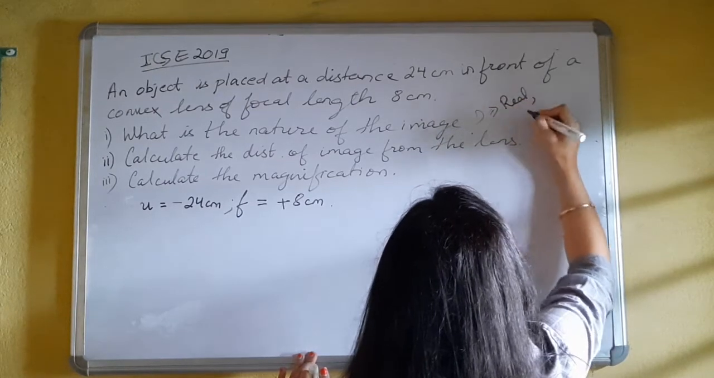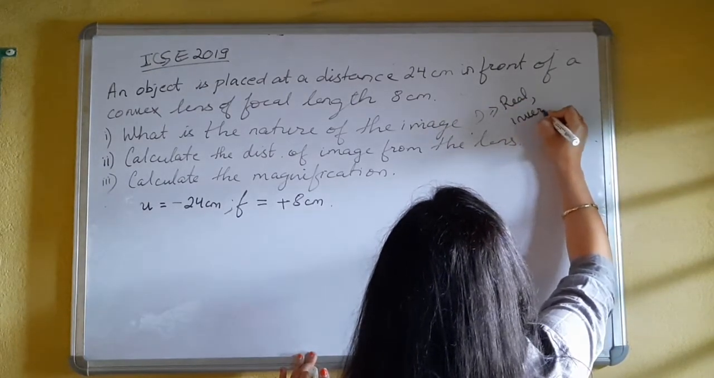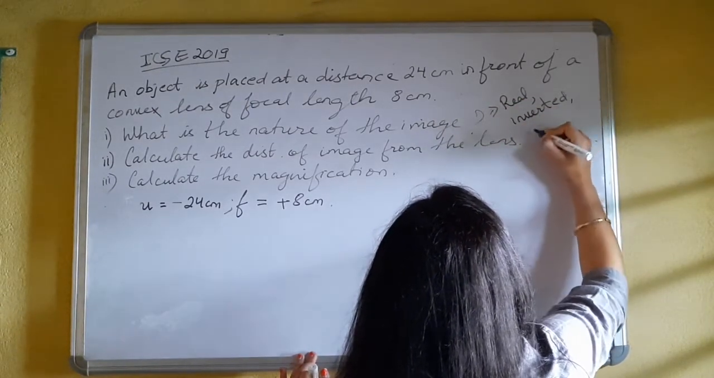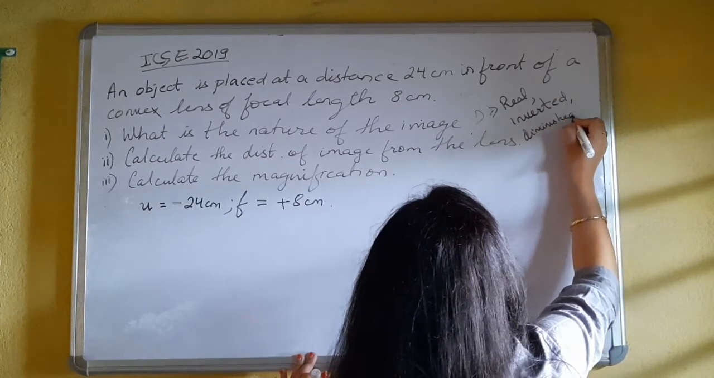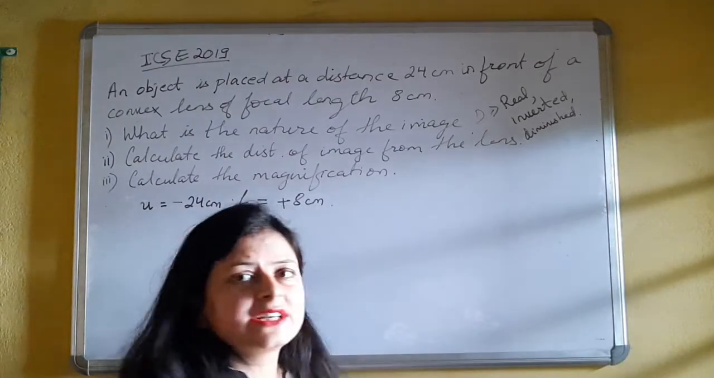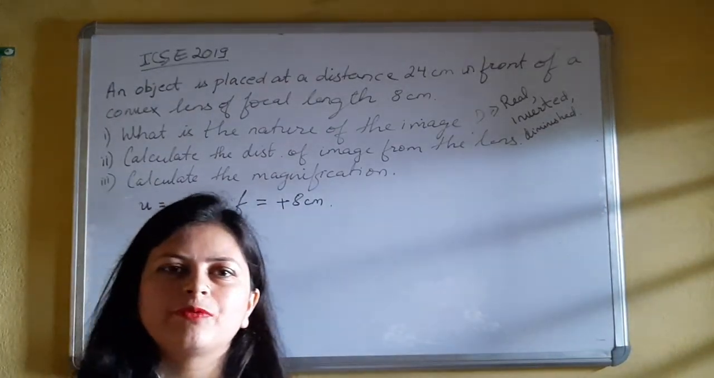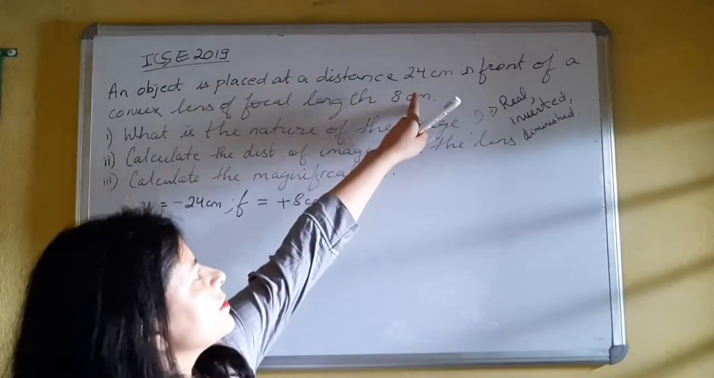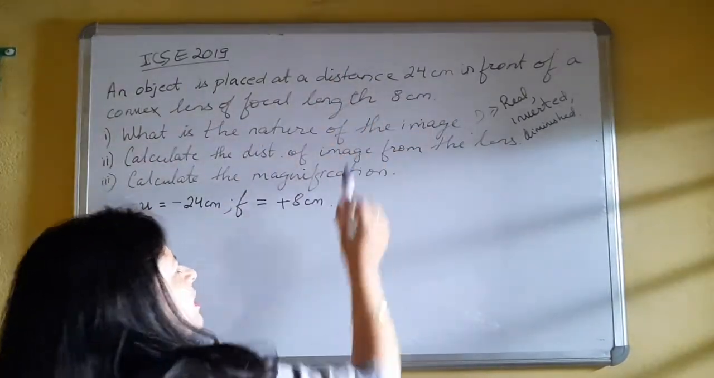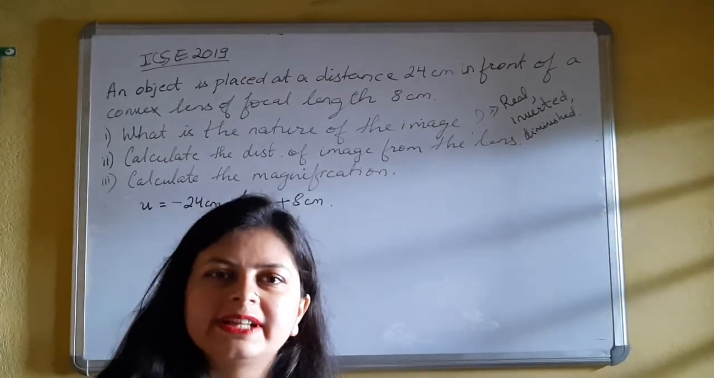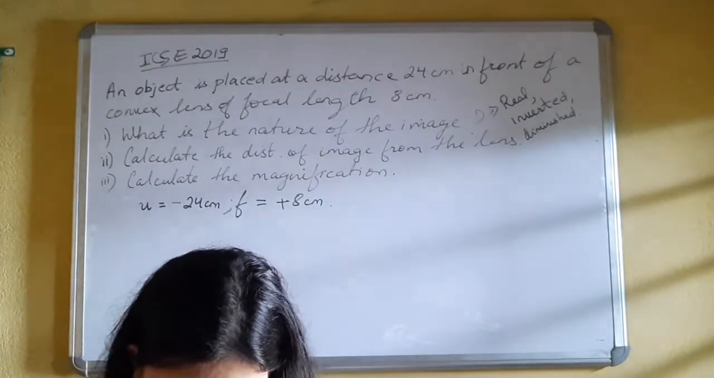Alright. Now, the answer for this one is real. If it is real, it has to be inverted and it is diminished. The reason? The object is placed beyond 2f1 because f is 8, 2 times 8 would be 16. And the object is placed at a distance 24, where 24 will be greater than 16, okay.